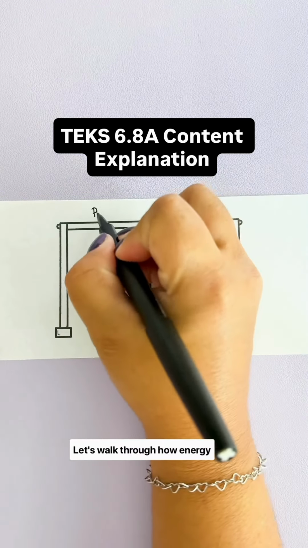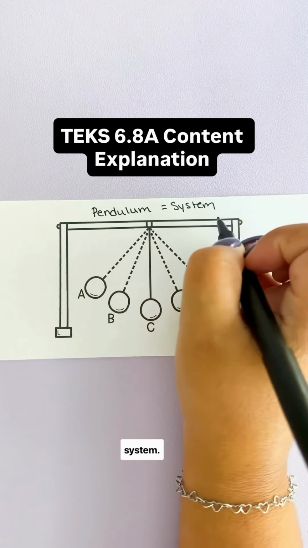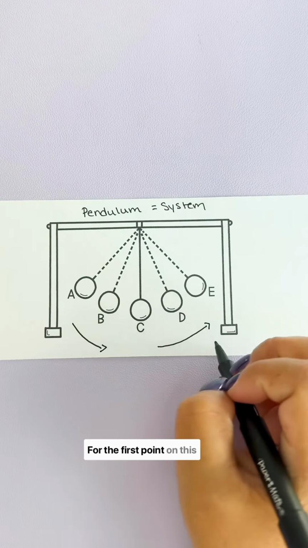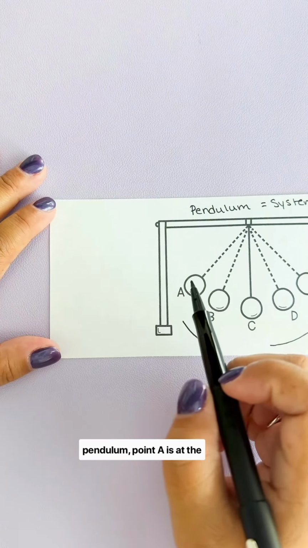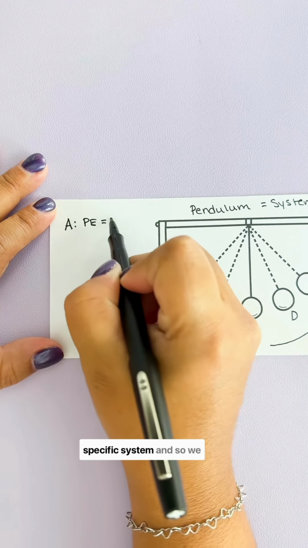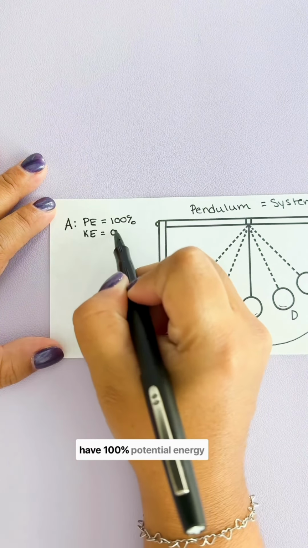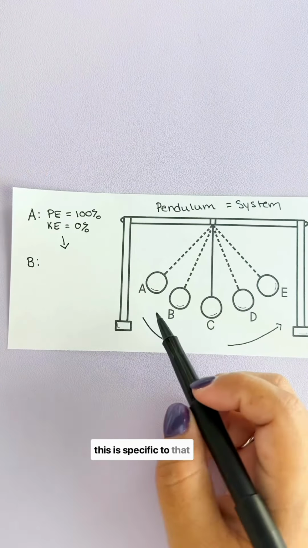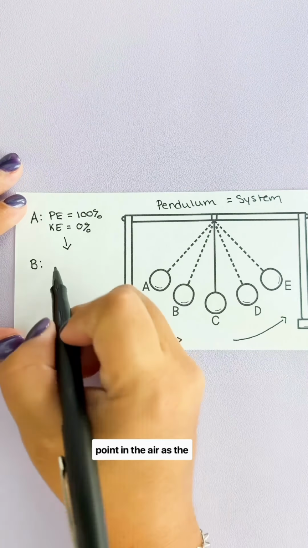Let's walk through how energy transfers in this pendulum system. For this example, we're going to focus on points A through E. For the first point on this pendulum, point A is at the highest point throughout this specific system, and so we have 100% potential energy and no kinetic energy. And this is specific to that point in the air as the pendulum swings.